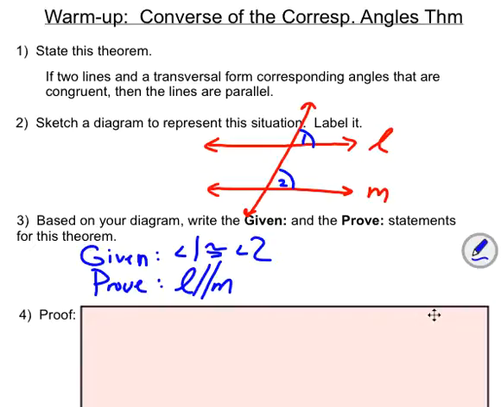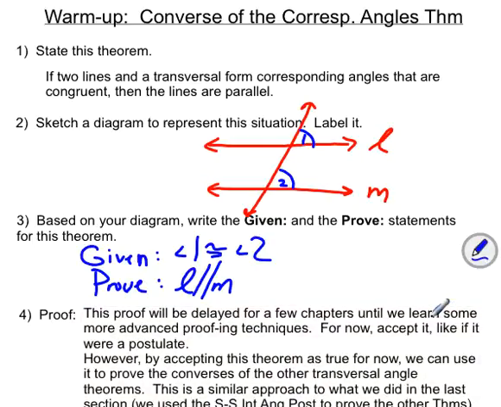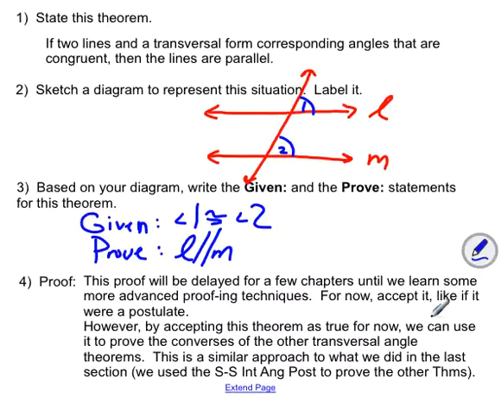So here's what the proof looks like. Well, forget it. This proof is actually going to be delayed for a few chapters. We're going to have to do this in a slightly different way than what we have done so far. I don't necessarily like to do it this way, but this is the way that our book has chosen to do it, and that's fine. So right now we're just going to accept it as if it were a postulate. We're just going to say that this is true for now.